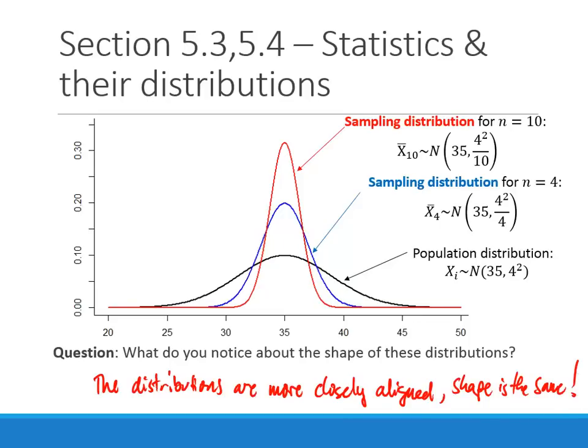Okay, so before, when we looked at that gamma example, the shape of my sampling distribution was changing, and here we have this interesting opposite property: when I start with a normal random variable, the shape of my sampling distribution is going to stay the same, although it'll get more and more squished together.